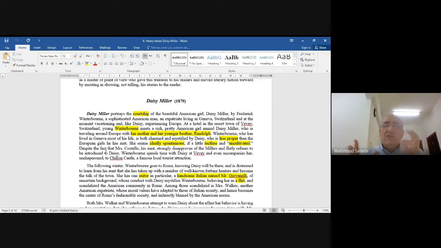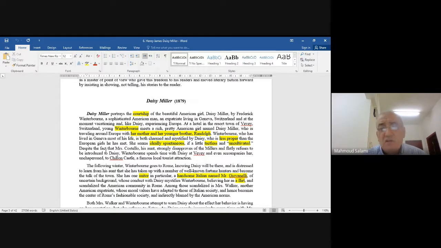experiencing Europe. So we can see that both of them are in Europe as visitors, learning, experiencing life, enjoying the sophistication of Europe, and learning from reality. That's why I say experiencing. They met at a hotel in the resort town of Vevey, Switzerland. A young Winterbourne meets a rich, pretty girl named Daisy Miller, who is traveling around Europe with her mother and her young brother, Randolph. This is a typical American family, a very small family, a mother and her two children, one girl and one boy, the younger brother called Randolph.